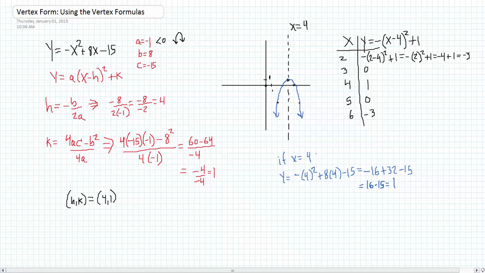Right? So again, here we could have used the fact that k is the corresponding y-coordinate when x is equal to h.